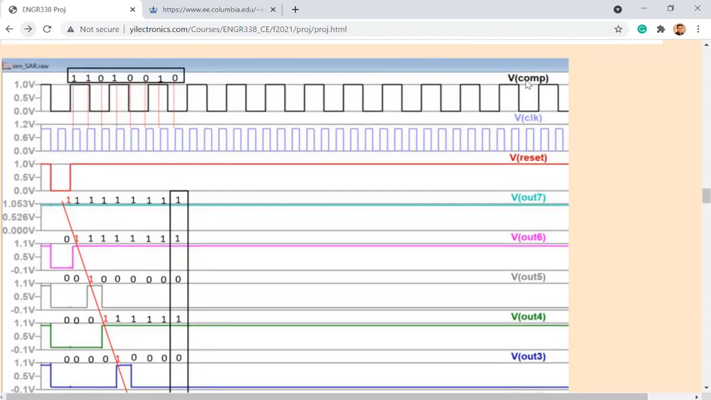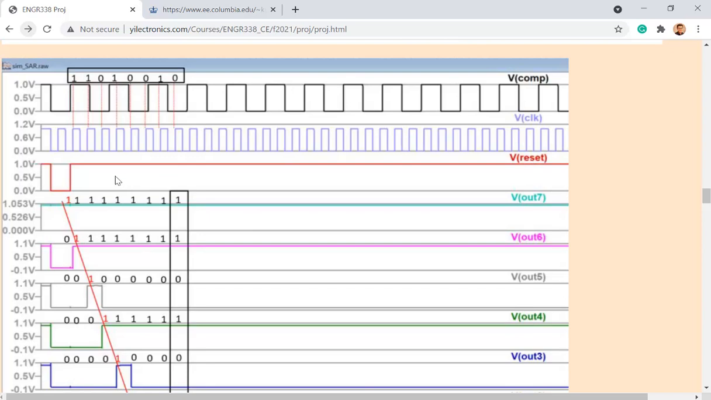Comparator's output. I just generated a pulse signal. Sometimes it's 1, sometimes it's 0. It's not an ADC conversion. I'm just feeding that comparator's output to the SAR. Okay, it's a fake one. And here's a clock to the SAR. Here's a reset signal, the one we just talked about.